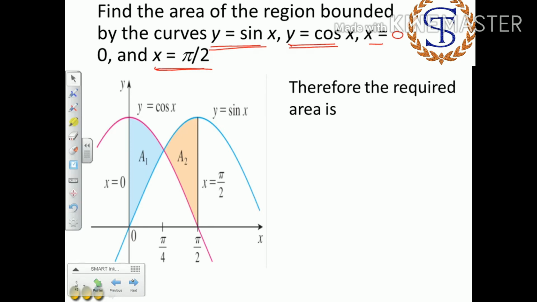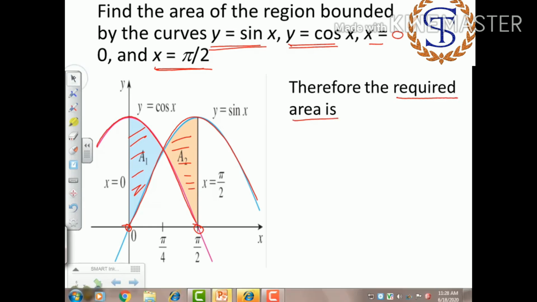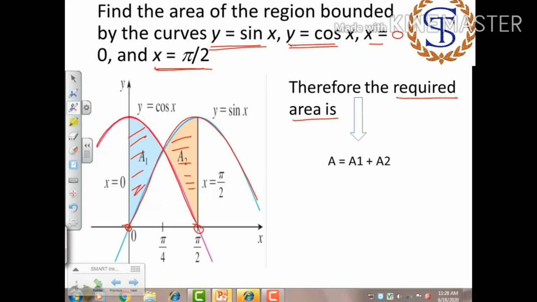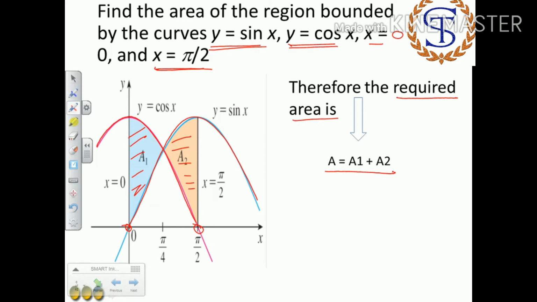So first of all we have to plot the curve. This is the curve of y equal to cos x, and this is y equal to sin x, and the area bounded by these two curves from x equal to 0 to x equals to pi by 2 is this one. Now how can we find the area of this region? So what is the area required? The area required is A1 plus A2. Now how can we find the A1 plus A2?